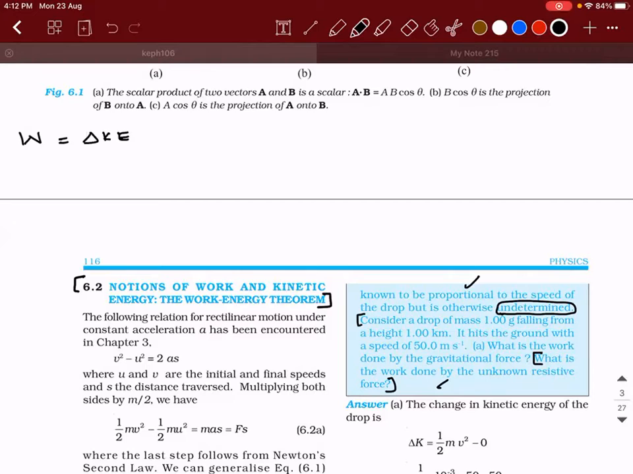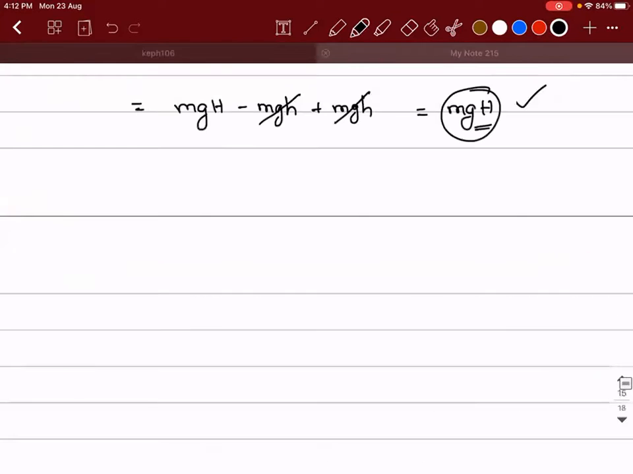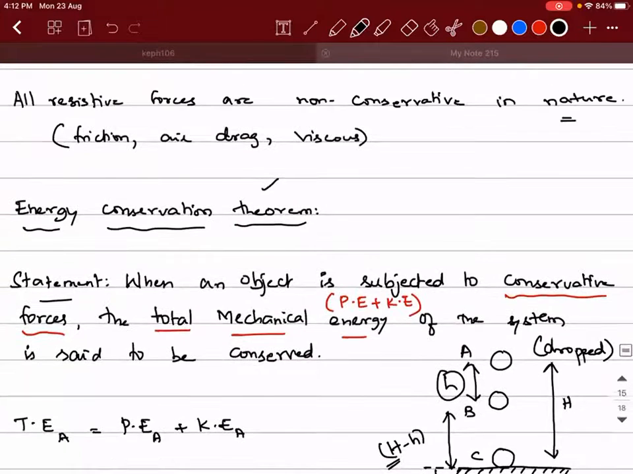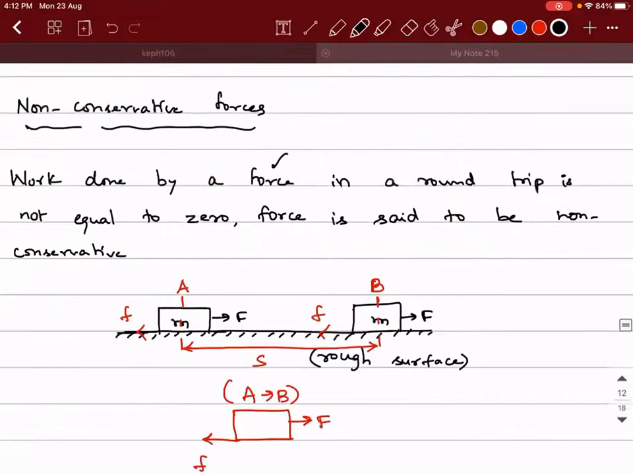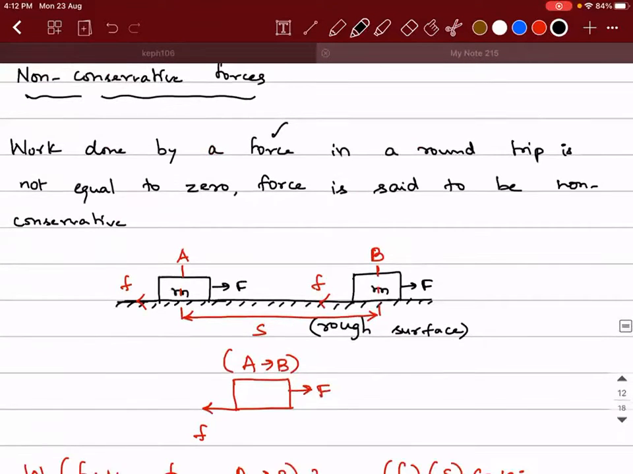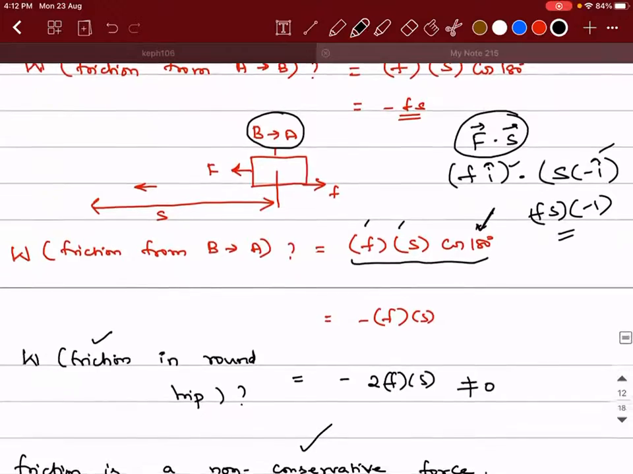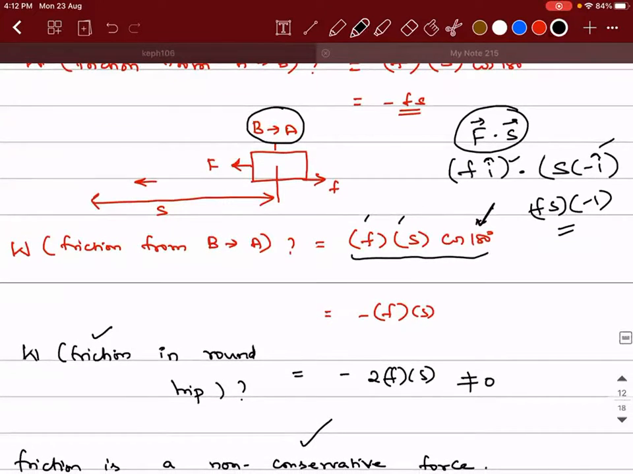So before I proceed with this problem, I want you all to make a note. What were the two theorems that I taught you last class? One is the work energy theorem and the second is the energy conservation theorem. Right? I hope you guys remember this.